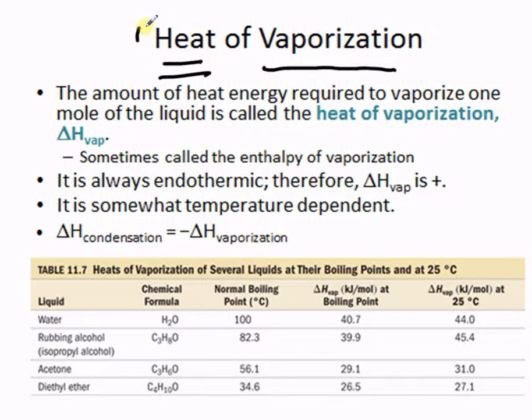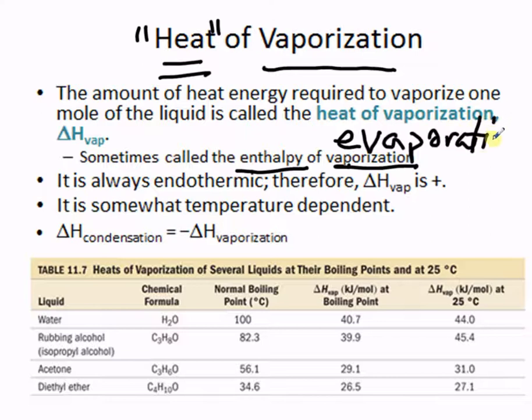And of course the word heat here is related to the energy required. Now if that heat is at constant pressure, remember that we call that the enthalpy. So many times we call the heat of vaporization the enthalpy of vaporization, or you can also find in some texts that they talk about the enthalpy of evaporation.